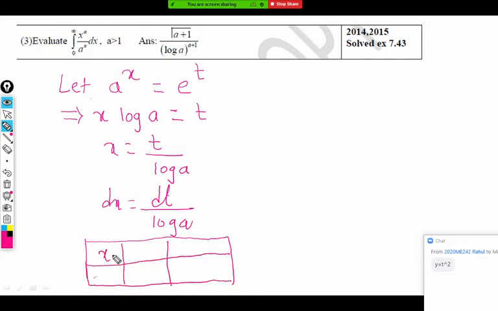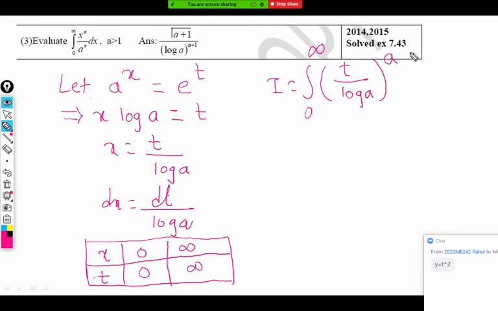Old variable is x, new is t. The limit of x is 0 to infinity. So when x is 0, t is 0. When x is infinity, t is infinity. So the integral I will become the integral from 0 to infinity of x raised to a. What is the value of x? X is t upon log a. So t upon log a raised to a. Now the denominator is a raised to x. If we take it in the numerator, it becomes e raised to minus t, which we want actually. And the value of dx is dt by log a.